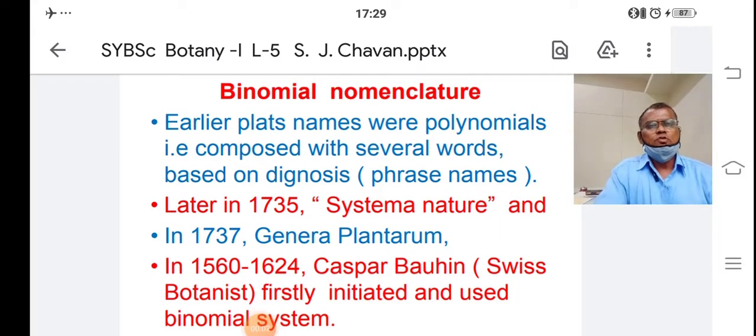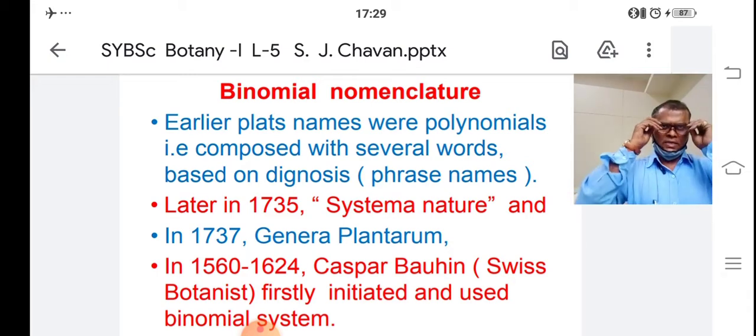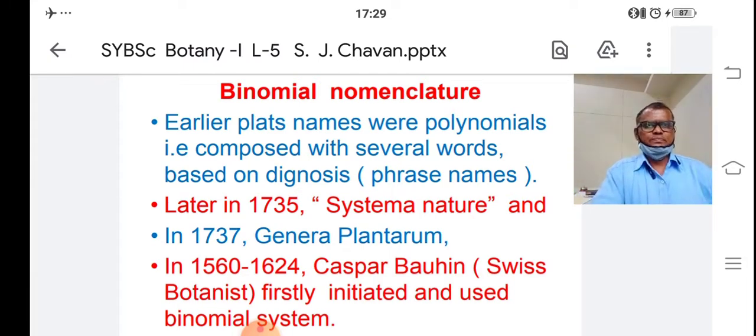Okay, so in the first lecture we have seen the scope and importance. In the scope there is one part, and that is the importance of binomial nomenclature. So what is binomial nomenclature? Earlier, the names of plants were polynomials. Poly means many, composed of several words based on diagnoses or phrases. These names were given as per the local famous names.